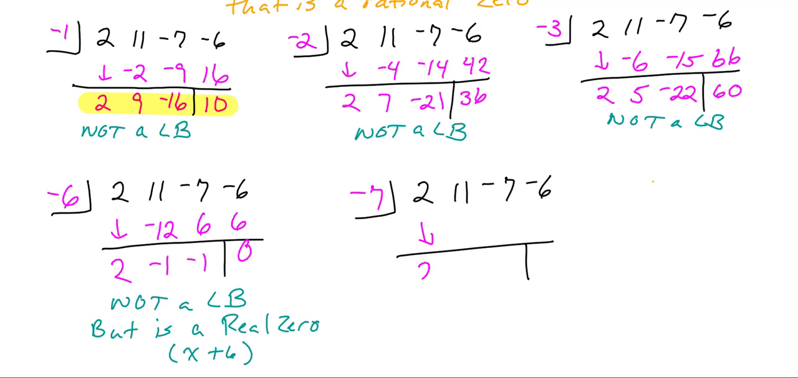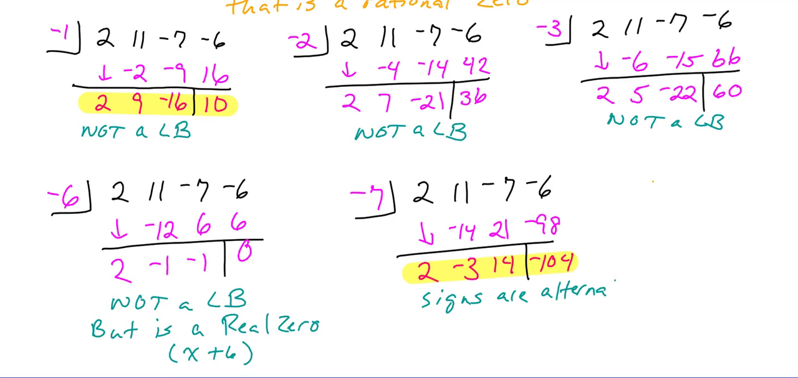So we have 2 times -7 is -14. -3, -7 times -3 is a positive 21. We get a 14. -7 times 14 is -98. And that gives us a remainder of a -104. So if we look at our final row, our signs are alternating. So this means this is the lower bound.